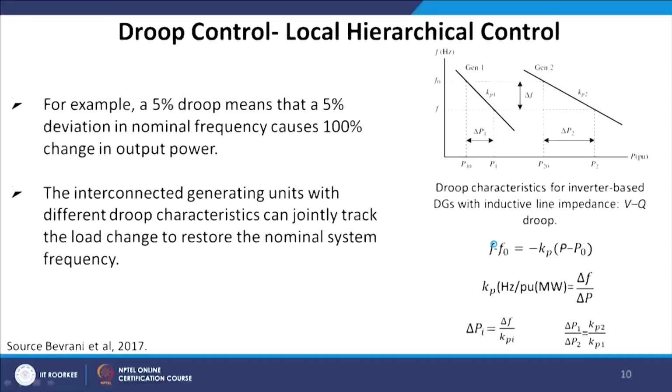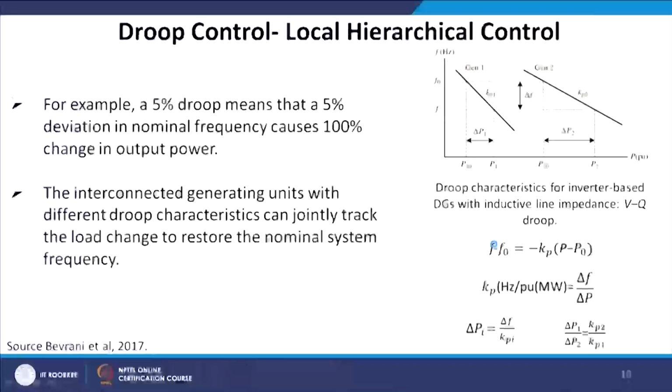Now, let us try to understand the concept of droop control. For example, 5% droop means that a 5% deviation in normal frequency causes a 100% change in my output power. The interconnected generating units with different droop characteristics can jointly track the load change to restore the nominal system frequency. For an example, consider the droop characteristic for inverter based DG with inductive line impedance.